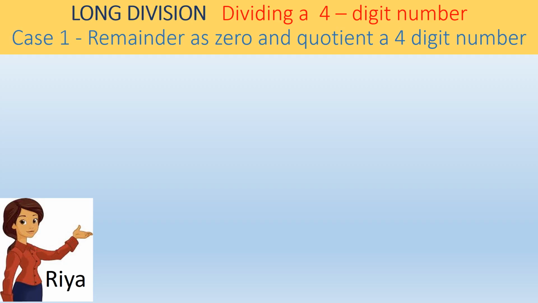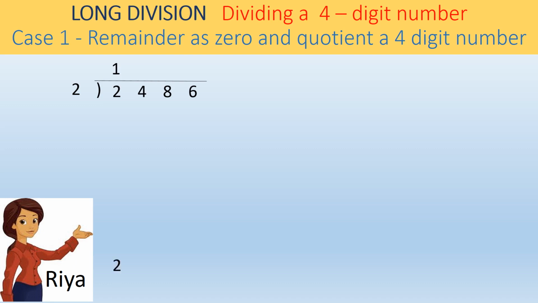Let us see how Mrs. Ria is doing long division in the previous case. She has rupees 2486 and she wants to divide it by 2. First of all we will take 2000. In 2000, how many 2's are there? Only 1000. 1000 into 2 is 2000. But we have to write only 1 in the thousands place.